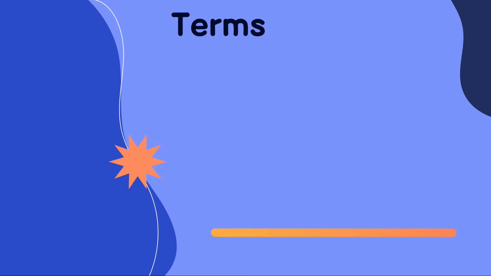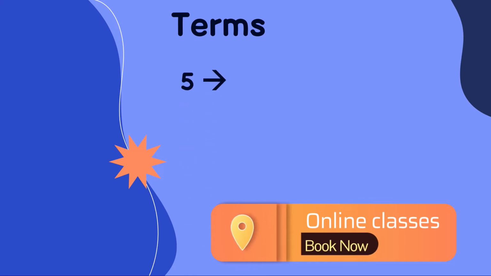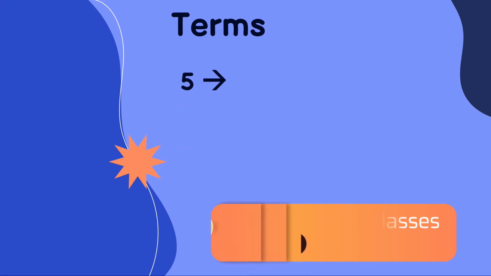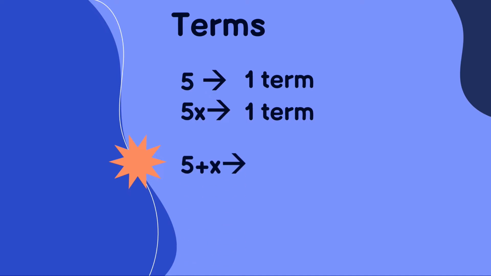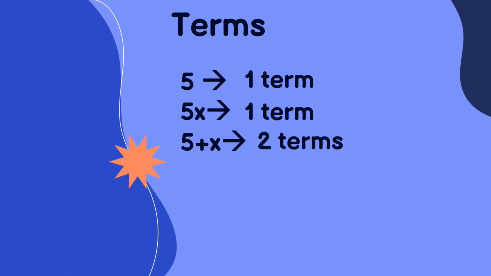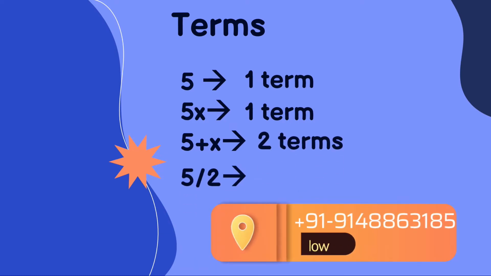Now we're going to talk about terms. 5 is only one term. But 5x, what about this? This is also one term. But what about 5 plus x? We would consider 5 plus x as two terms. 5 is one term and the second term is x. 5 by 2, this is also one term.